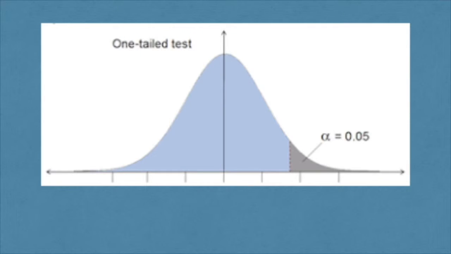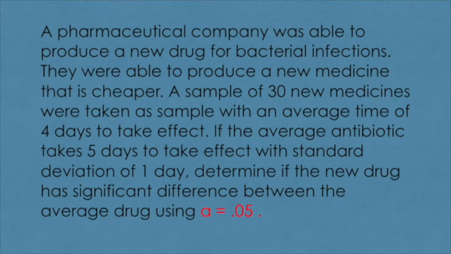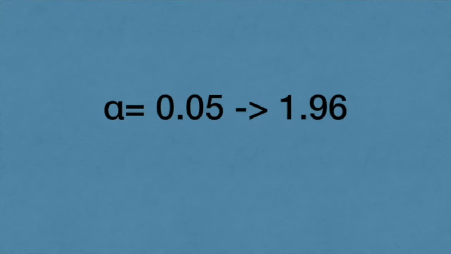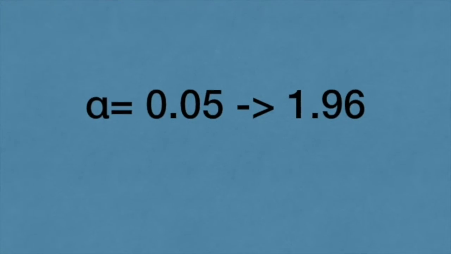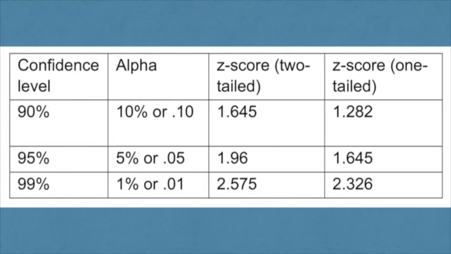On the other hand, one-tailed tests have the region of rejection on one side, either left or right, left being less than a particular value, right being more than the particular value. Again, since the hypothesis is only asking for the significant difference, the two-tailed test will be used. Since the significance level is 0.05, 1.96 will be used. You can also refer to this table to determine which alpha is to be used.